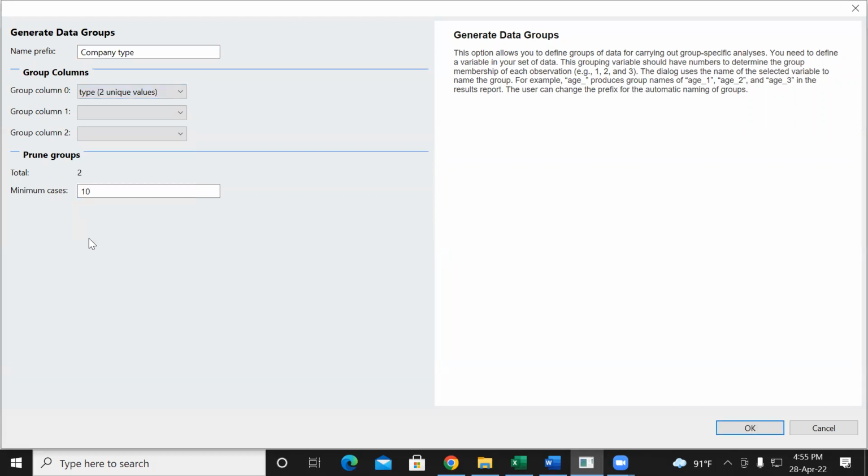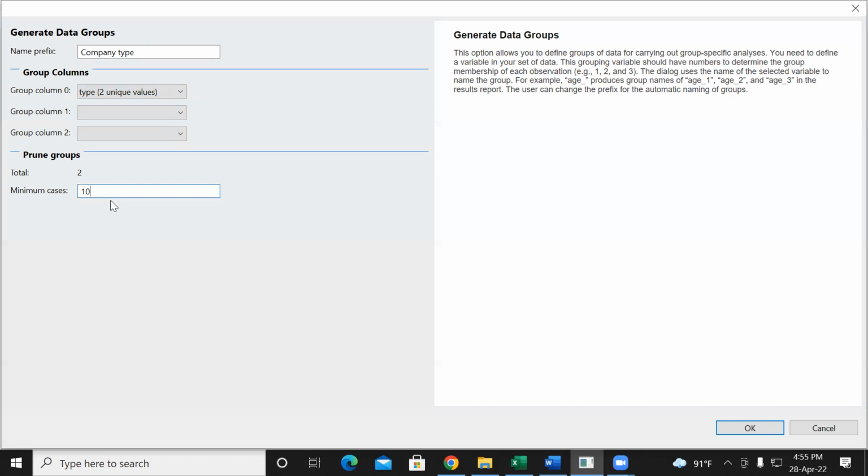I select that one. Here you can decide minimum cases per group. Sometimes you can improve this, right? By default, it's 10. That means to group any variable, at least there should be 10 cases. Here, 1 and 2, no? That means if it is 1, there should be at least 10 cases of 1, that means not-for-profit organizations. Then only it is taken into a group.